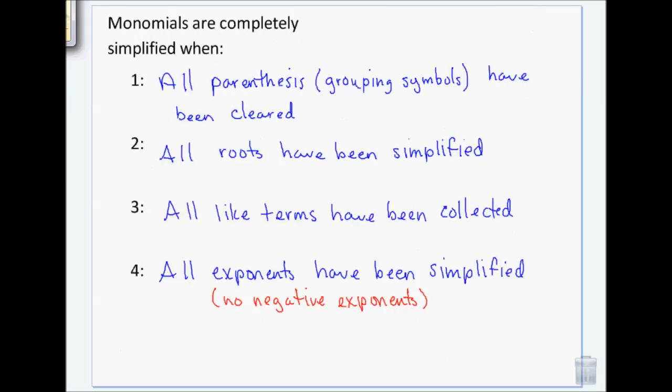Okay, so in order to simplify a monomial, you have no parentheses left. There's no roots that have not been simplified. I said like terms, but there's no like terms in a monomial, it's just one term. But in general, all like terms have to have been collected, and all exponents have to have been simplified, no negative exponents. Okay.